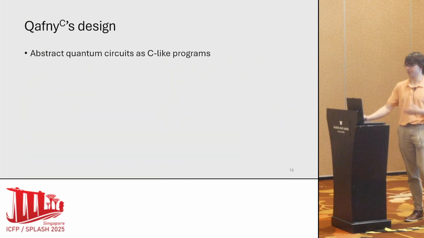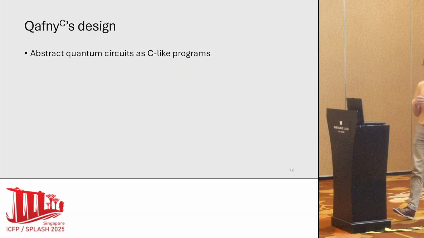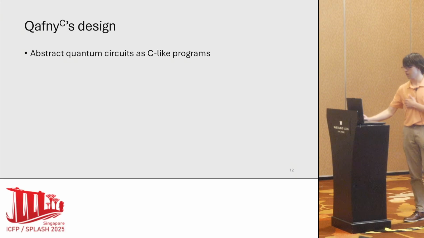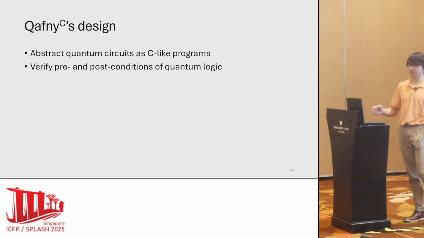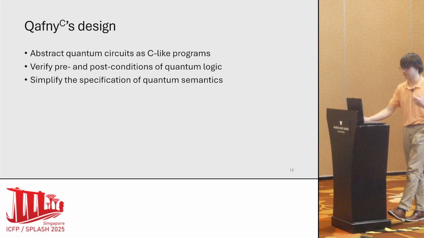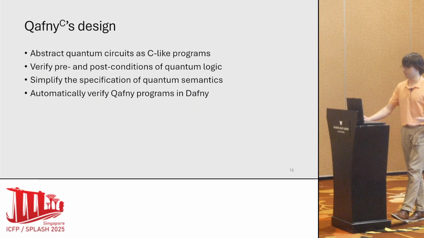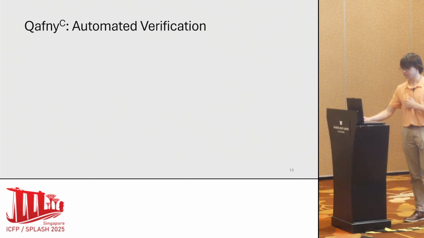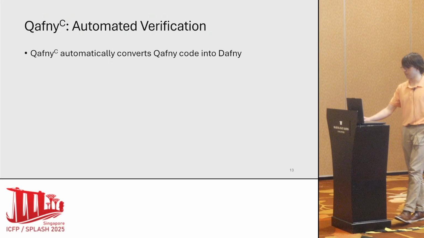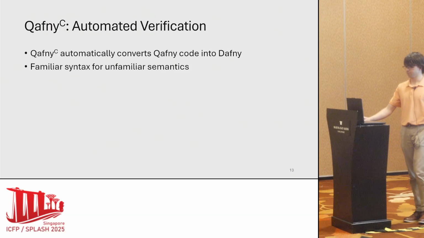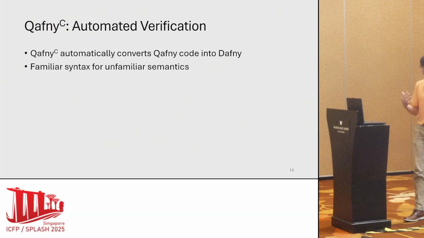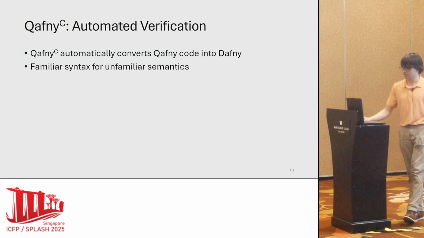So as our design for QafnyC, we've abstracted quantum circuits into C-like programs. This is very similar to Dafny code. We can also verify pre- and postconditions of the quantum circuits, and we can simplify the specification of quantum semantics. And finally, we automatically verify those QafnyC programs in Dafny. So what does automated verification look like? QafnyC will automatically convert QafnyC code into Dafny, adding the required pre- and postconditions based off of the shorter semantics we use in QafnyC programs.